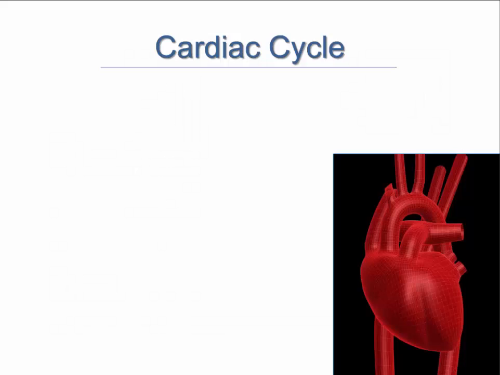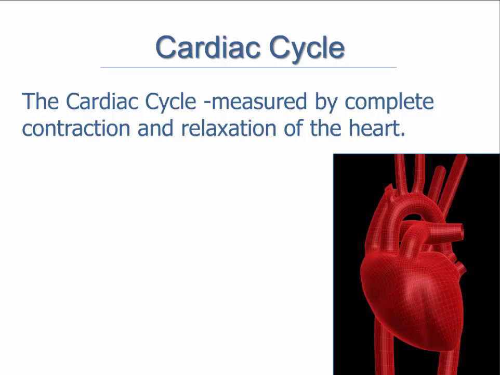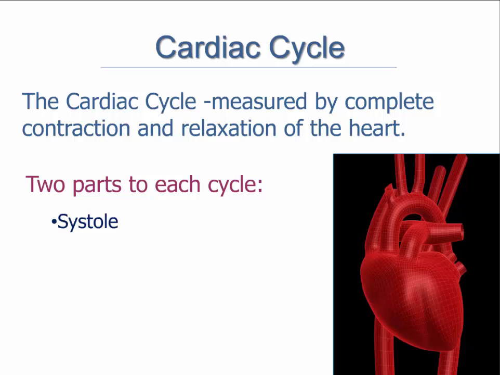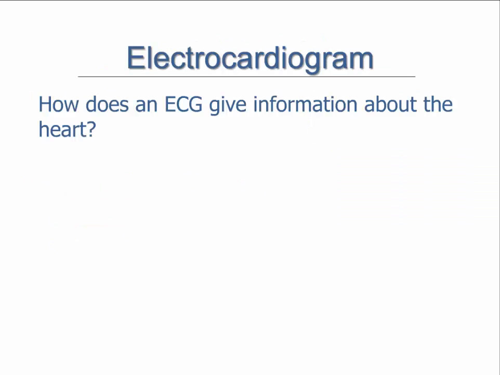The term cardiac cycle refers to the complete heartbeat. It consists of the cycle that includes a contraction and relaxation of both the atria and the ventricles. While there are several impulses and events that occur during one cardiac cycle, it is broken into two primary parts: systole, which is the contraction of the heart muscle, and the diastole, which refers to the relaxation of the heart muscle. So how does an ECG give information about the heart?